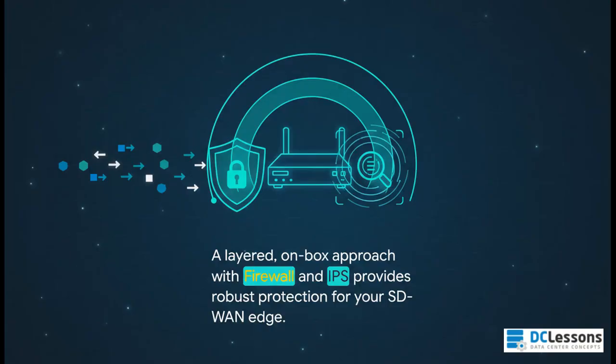So what's the big takeaway here? It's that by combining a zone-based firewall for access control with a signature-based IPS for threat detection, you create this incredibly powerful layered security posture. And the best part? You're doing all of this right at the branch edge, close to your users and right where the threats are most likely to pop up.